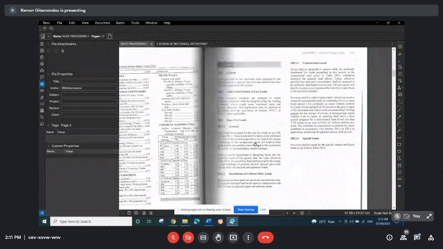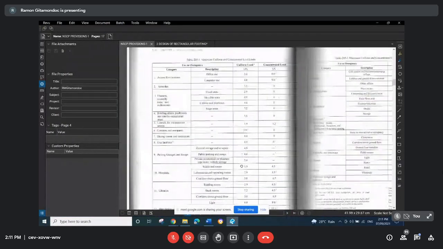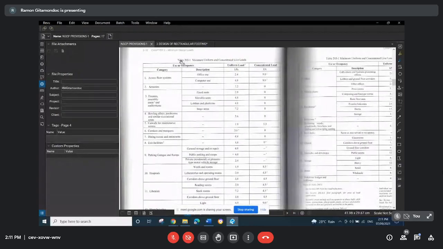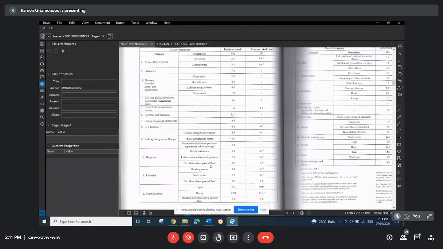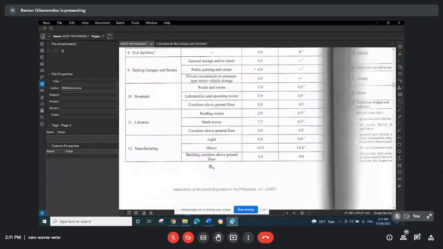Okay, floor live loads, you have also the table here depending on the occupancy. So Table 205-1, naa diri ang category, parking man na siya or ano siya, nakalista diri. Hospital, libraries, if library, so what's the part of the library? Is it reading area? Is it stock area? Is it corridors? So you have your corresponding recommended pressure in kilopascals.